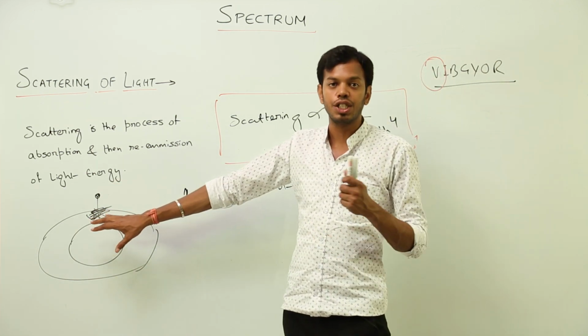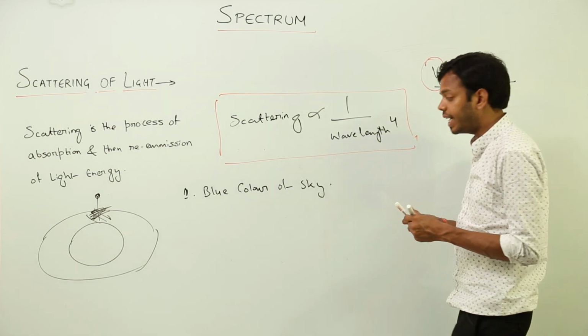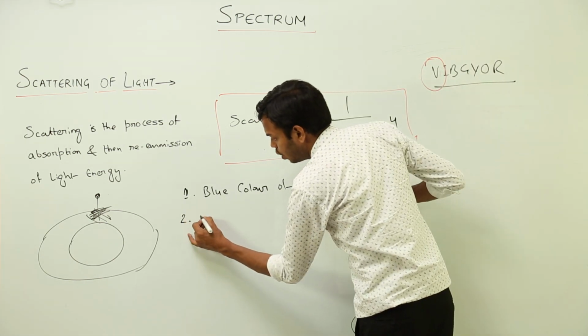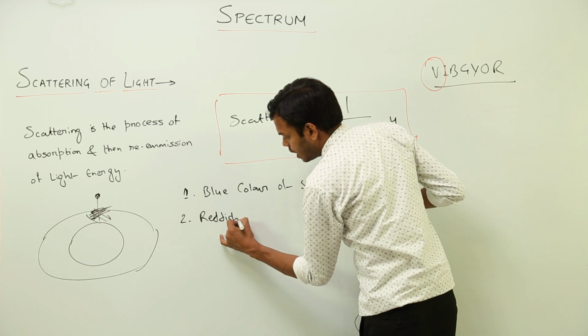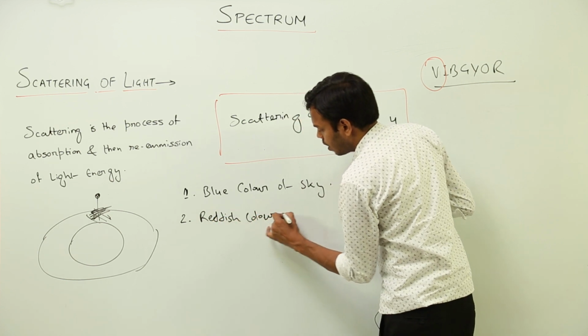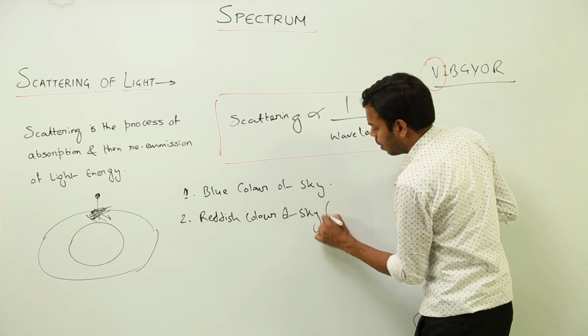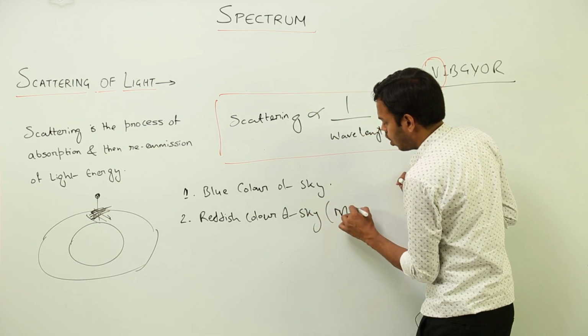But the same phenomenon changes when we are talking about morning and evening time. So, the reddish color of the sky during morning or evening.